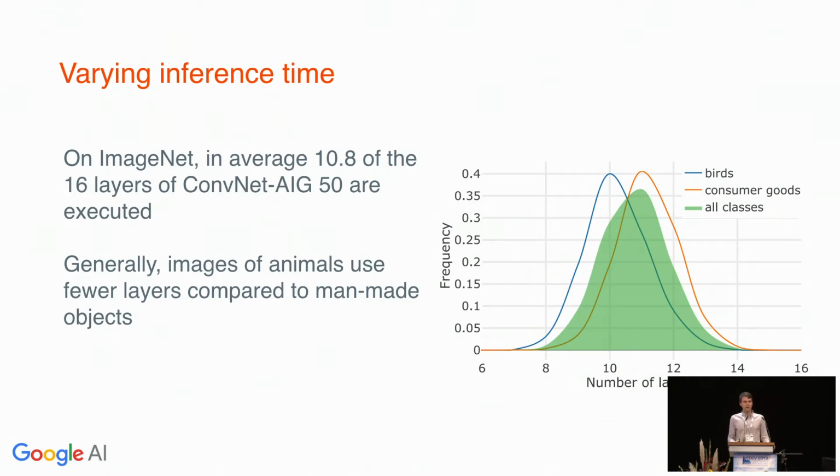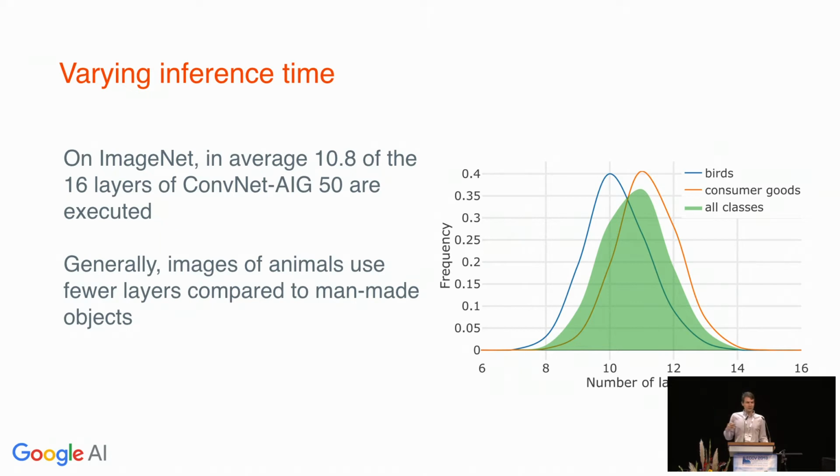Then there's one more aspect that's important for this new framework. Now, since we don't have the same network anymore for every single image, from a practical perspective, the inference time is also different for every image. And it seems to follow a kind of normal-like distribution. I've also pointed out here two different subsets of categories. And we can see that for birds, one residual block less is needed than for consumer goods.